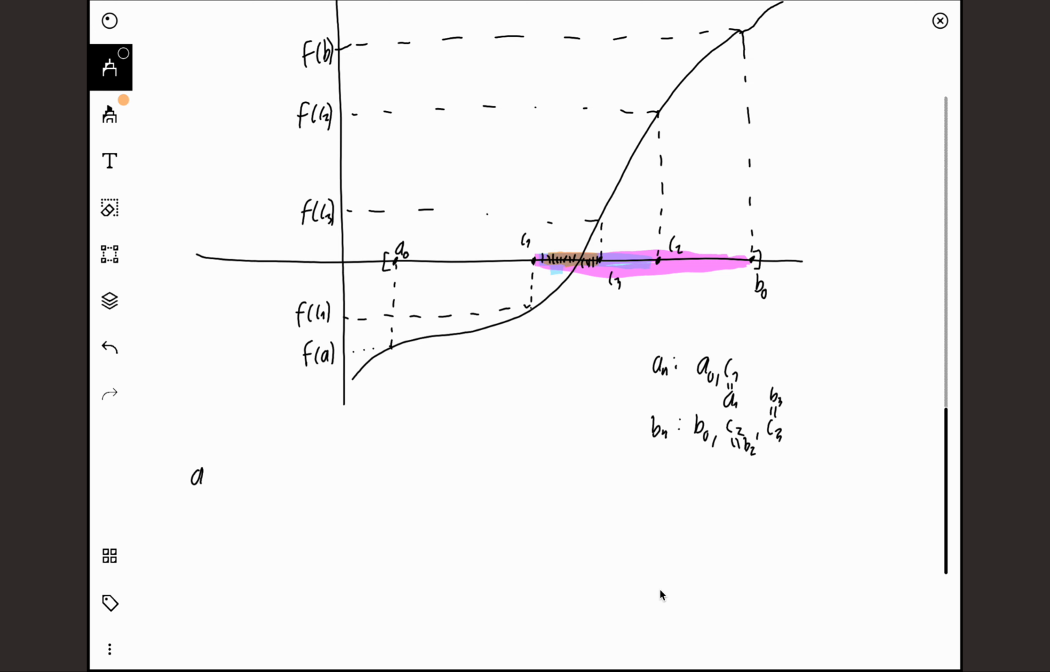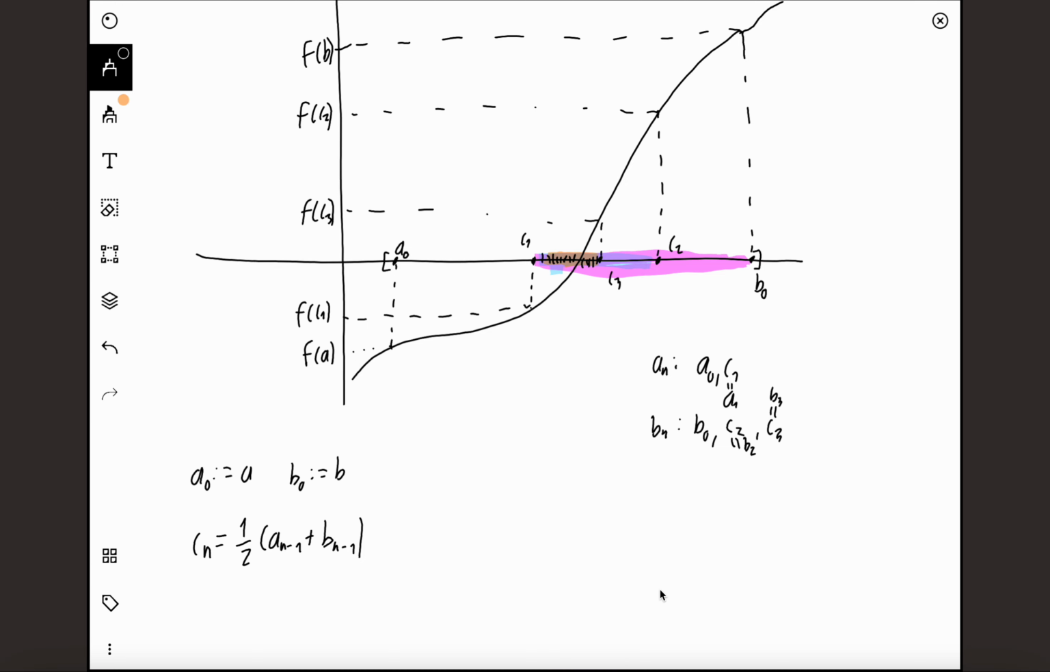So now how do we actually write this down formally? We start by defining a0 as a and b0 equals b, and then we say that cn is the midpoint between the previous two values. So cn equals 1/2 of a n minus 1 plus b n minus 1. So cn is just the midpoint of the previous two values.